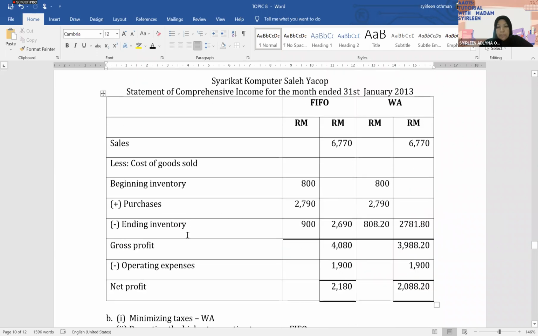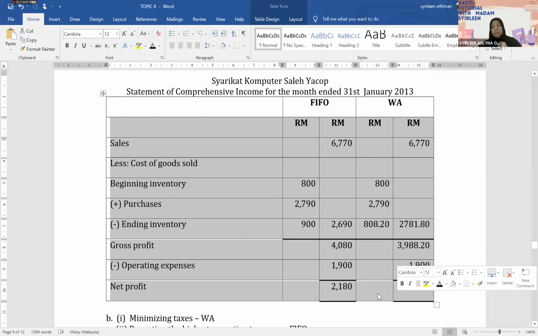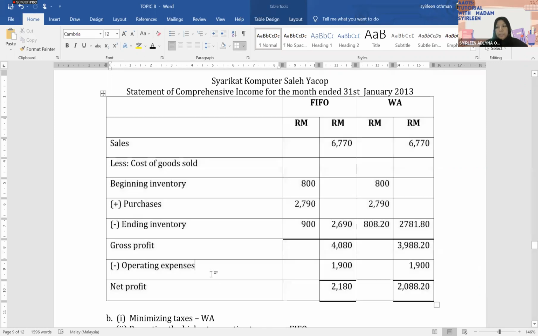Okay. So jawapan you kena lengkap dari atas sampai bawah tu macam income statement biasa. Okay, so you need to have your sales minus COGS, dapat gross. Okay, lepas tu tolak operating expenses, dapat net profit. Okay, sebab kita kena buat income statement.